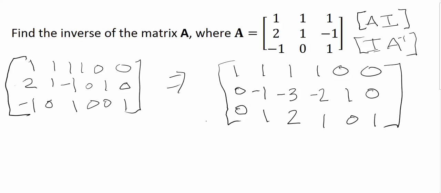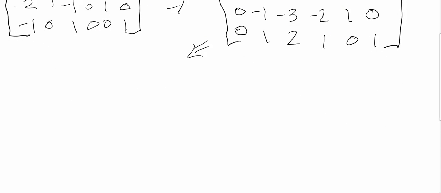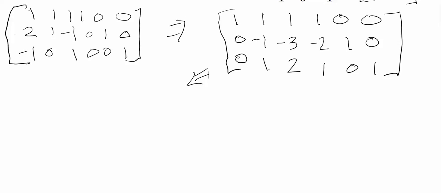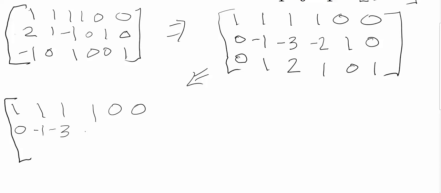Okay, so for our next step, I need to make some room. So what I'm going to do is transform this now to the next step. So we'll keep row 1 and row 2 the same. 1, 1, 1, 1, 0, 0, 0, minus 1, minus 3, minus 2, 1, 0.